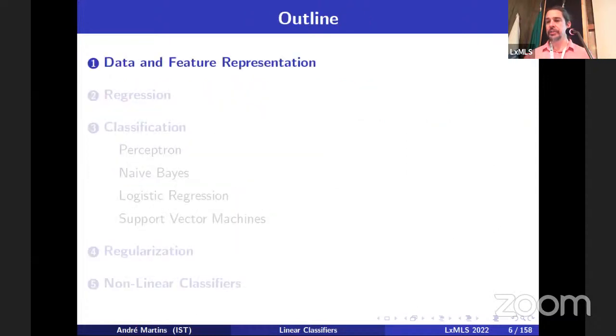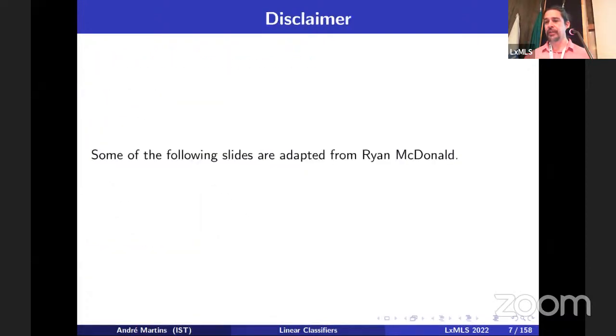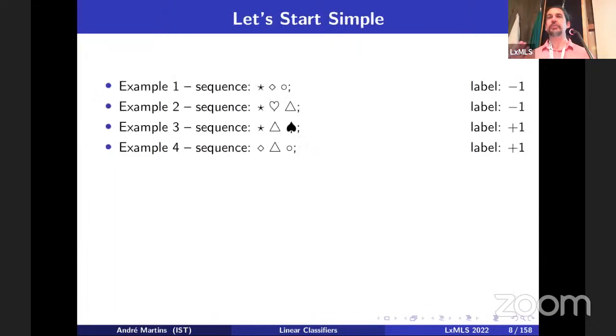Okay, so I'm going to start by talking a little bit about data and feature representation. Some of the slides that I'm presenting now are adapted from a lecture by Ryan McDonald, who gave this lecture at the summer school several years ago. Let me start with a very simple toy task to motivate what I'm going to present afterwards. Let's suppose that we have a very small training set, just with 4 examples.